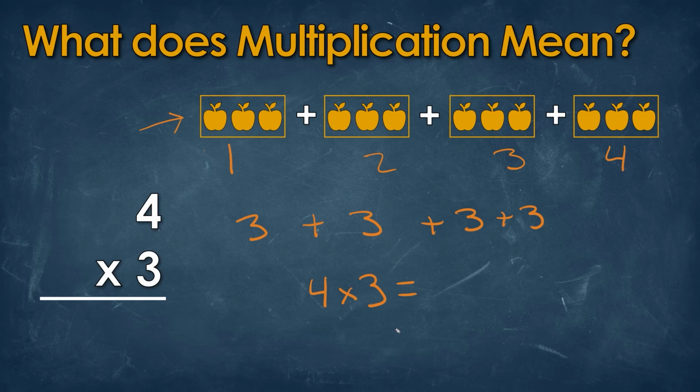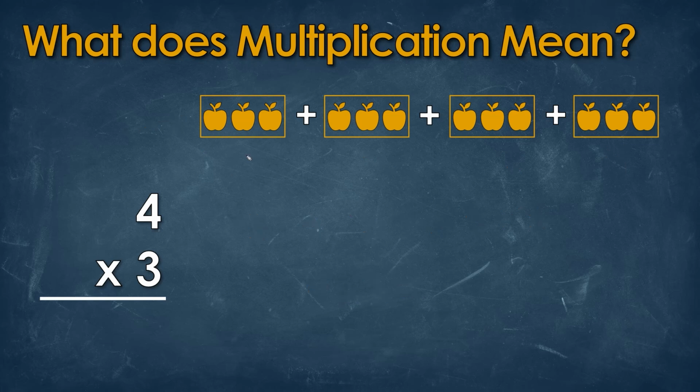So we'll do this the long way first. We do have those 4 groups, 1, 2, 3, 4, with 3 apples inside of each, and so we just need to count all the apples. 1, 2, 3, 4, 5, 6, 7, 8, 9, 10, 11, 12. So 4 times 3 would be 12.